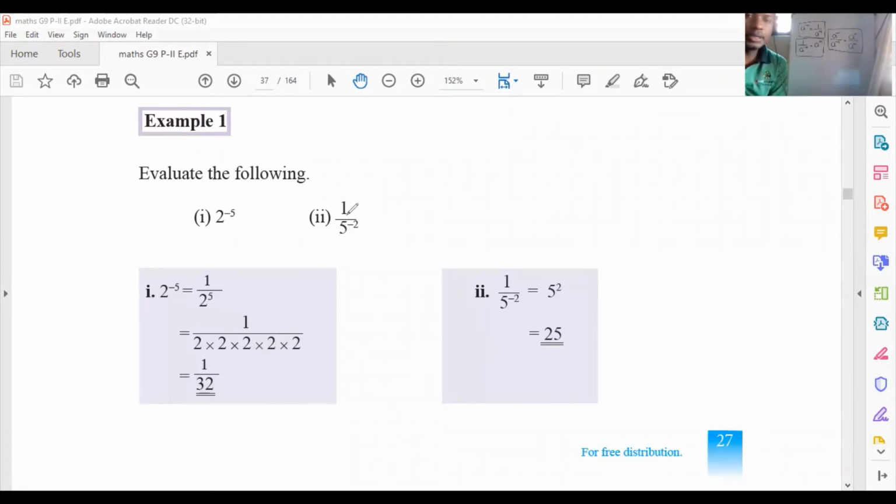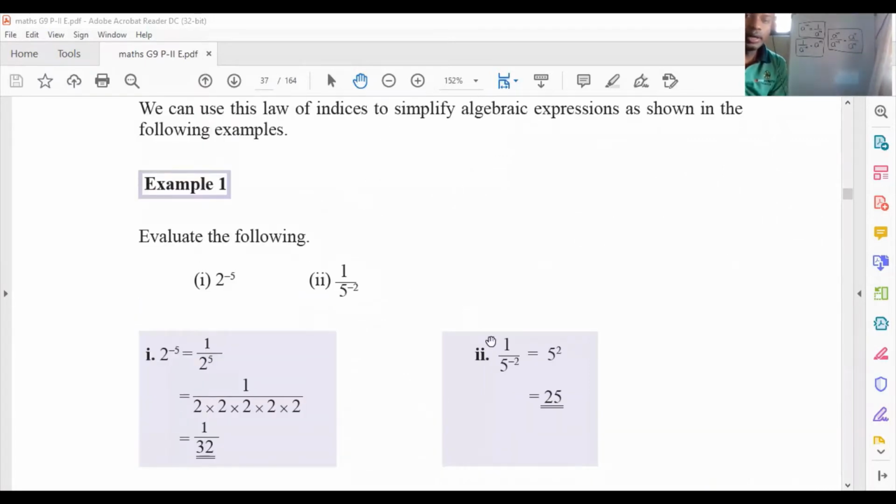Let's take the second example. This one, right? Here what we should do. 1 upon 5 to the power negative 2 is there. You have to convert it into a positive index. Use this law of index, right? It is in denominator place. Here 5 to the power negative 2. So you take it into the numerator place by converting this negative index to a positive. 5 to the power 2. 5 to the power 2 is 25. Right? Is it clear?